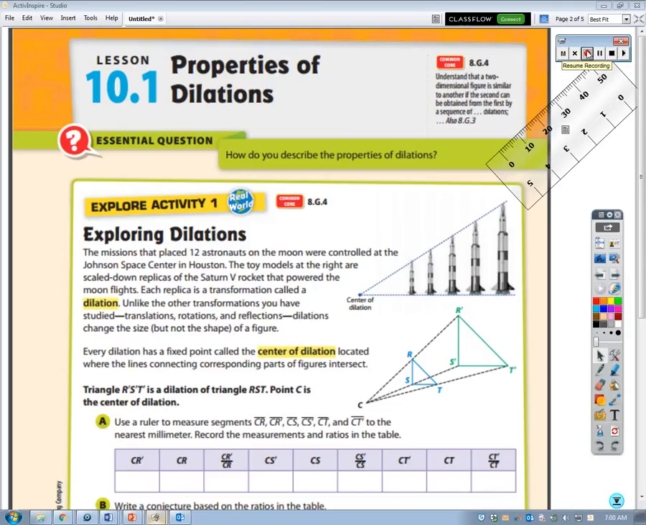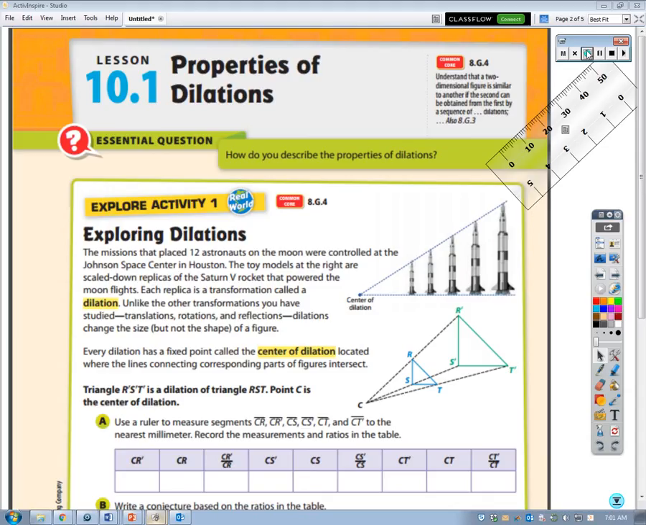All right, Math 8 students, we are starting lesson 10.1, Properties of Dilations. We are continuing our transformational geometry unit and moving into dilations. Now, just a quick way to remember what dilations are in a nutshell. If you've ever gone to the eye doctor and got your eyes dilated, they put stuff in your eyes and it makes your pupils get really big, right? So dilation is a change in that size. It's making something bigger or something smaller.